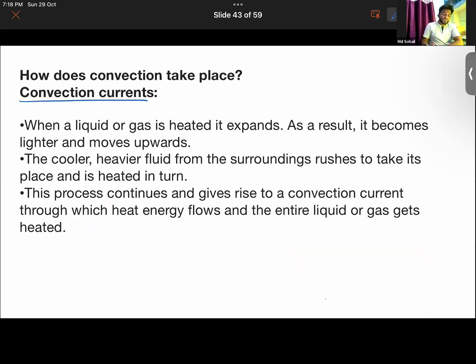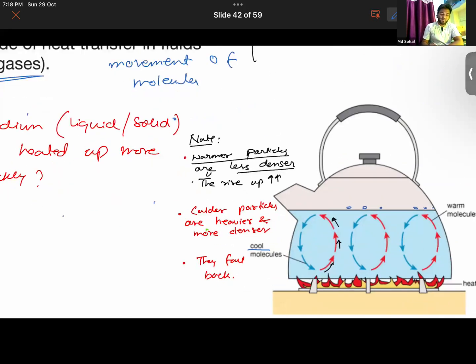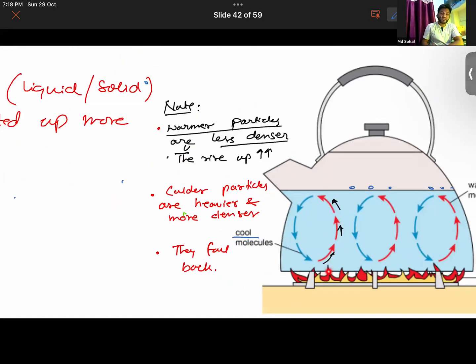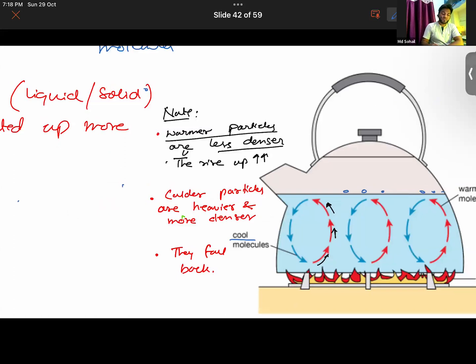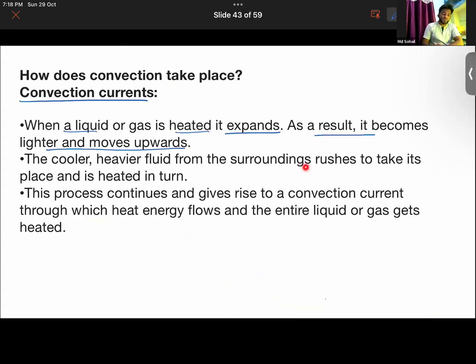As we discussed moments ago, when a liquid or a gas is heated, it will expand. As a result, it becomes lighter and moves upward. As we saw, the warm molecules of water became lighter and started to move upwards. And then when it cools down again, it rushes back to the bottom, right?